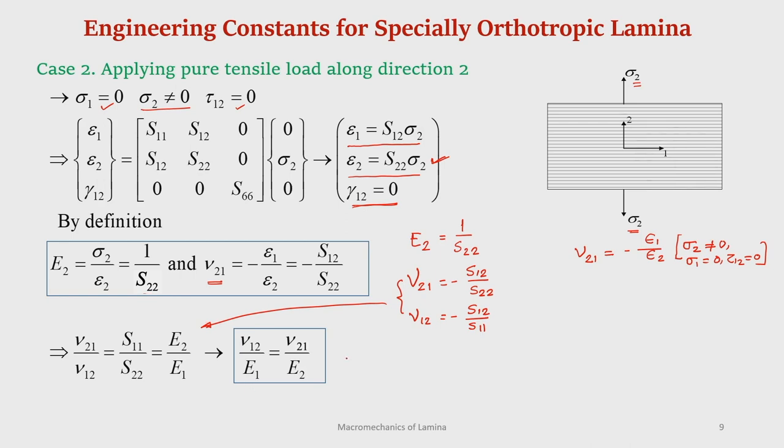If you remember, we have also obtained this in the case of orthotropic material in general. So, naturally this is true here also. So, even though we have major and minor Poisson's ratio, they are not independent, they are interdependent, related by the ratio of E1 and E2.